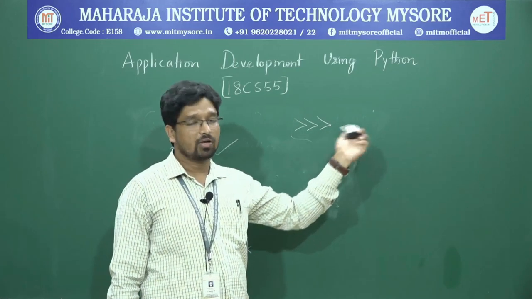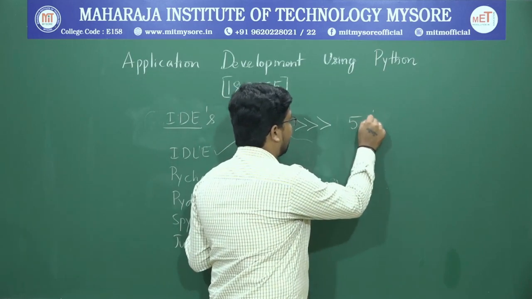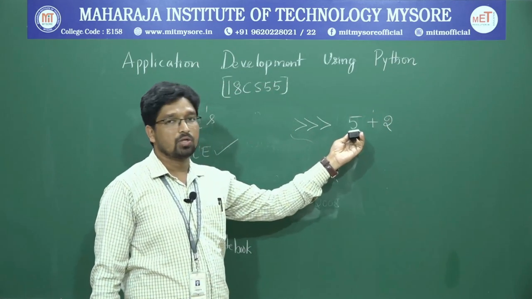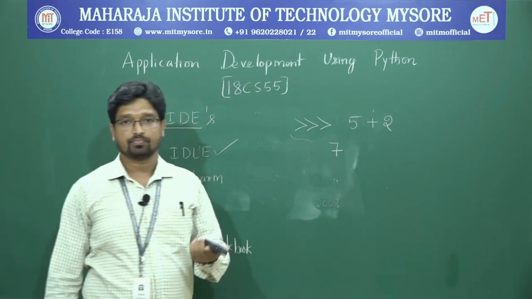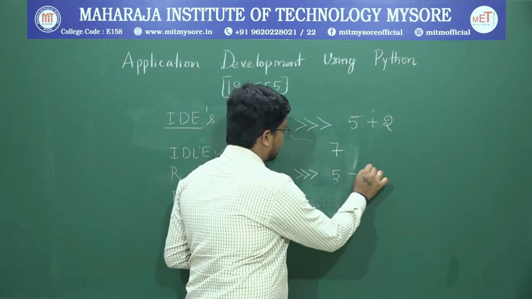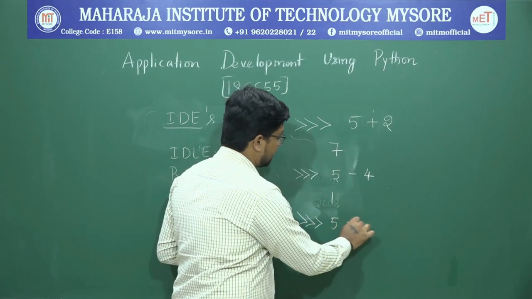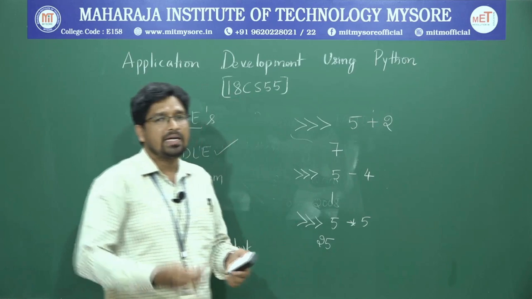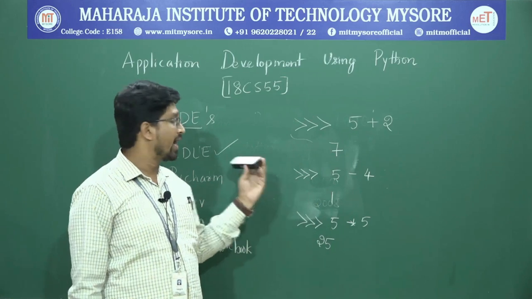Simply enter some value in front of the prompt, then immediately you will get the output. For example, let us say I want to add 5 plus 2. You will get a prompt. In front of the prompt, you just say 5 plus 2. It will give the result as 7. So very simple. In the same way, if you give 5 minus 4, you will get the result as 1. The same way, 5 star 5, you will get output as 25. It's an immediate reply. I can say you will get an immediate response from the Python terminal or IDLE.